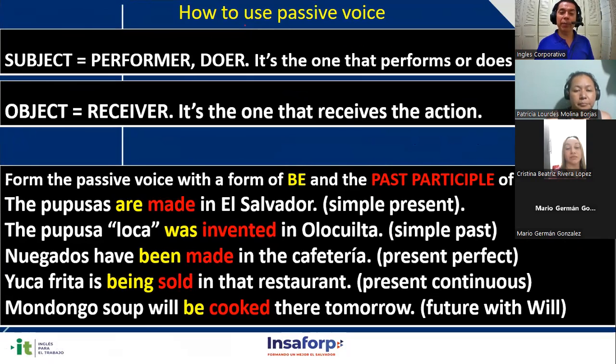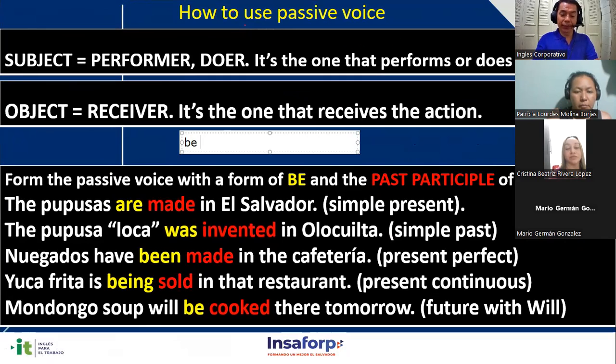Les voy a escribir la fórmula acá para que no se les olvide. The formula is verb to be plus past participle. Okay, this is the formula, okay? Now, the pupusas are made: verb to be, are, and past participle, made. The pupusas are made in El Salvador.